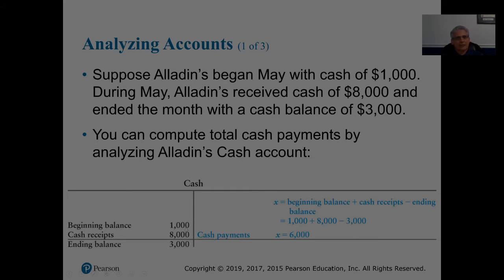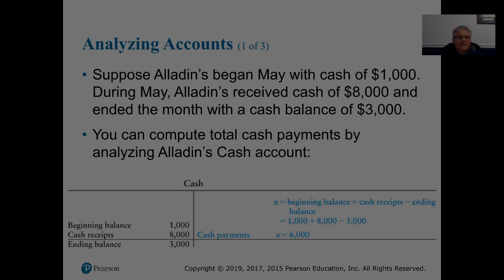So cash was $1,000. That's what we started off with. It also told us that we received cash, so we know we can increase. An increase to cash is a debit, so there's a debit increase. Then they told us that the ending cash balance was $3,000. Well, if nothing had happened, 1 plus 8 is 9,000. So if nothing else happened, our balance should be 9,000, except it tells us that the ending balance was actually 3,000.